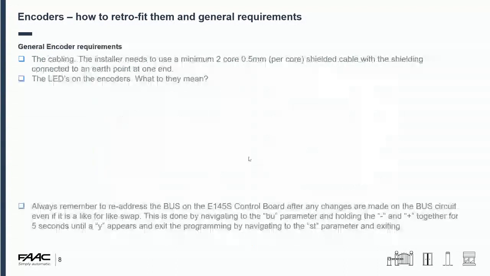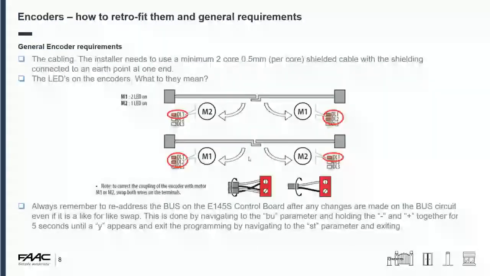The other bits, there are some general encoder requirements you need to have a look at. You need to use a minimum of a 2-core, 0.5mm per core, ideally multi-strand cable, and it should be a shielded cable. And the shielding has to be connected to an earth point at one end. The reason is the bus. Bus is comms and power down the same 2 cores. So if you're using an unshielded cable like, say, a Cat5, you could get induction going across from other cabling or anything like that going through.